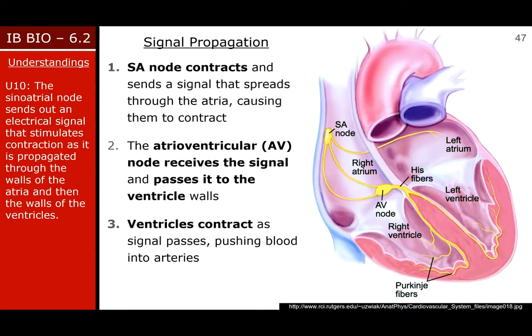Okay. So first, the sinoatrial node contracts and it sends a signal that spreads through the atria, causing them to contract. And then two, the atrioventricular, the AV node, receives the signal and passes it to the ventricle. It's in between the atria and the ventricles because it's got both words in there, atrioventricular, right? So that signal gets passed here. And then three, ventricles contract as the signal passes, pushing blood into the artery. So that signal is going to come down this way and it's triggering the ventricle to contract.